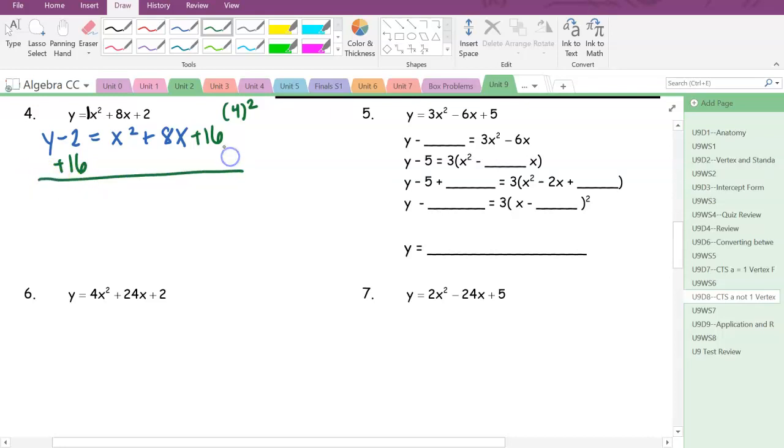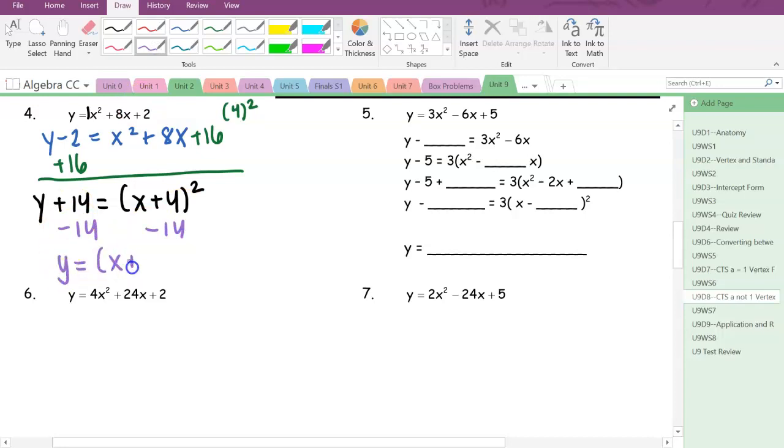Next, we combine like terms. Bring down your y. Negative 2 plus 16 is a positive 14. And on the right side, we're going to factor. Multiplies to 16, adds to 8. That's a 4 and a 4. Final step, move your 14 back over. So we'll have x plus 4 squared minus 14.